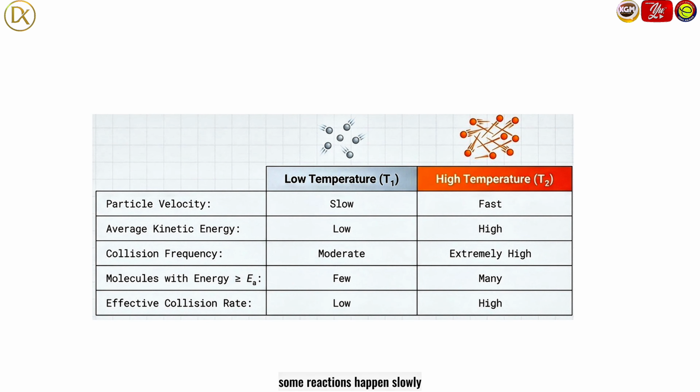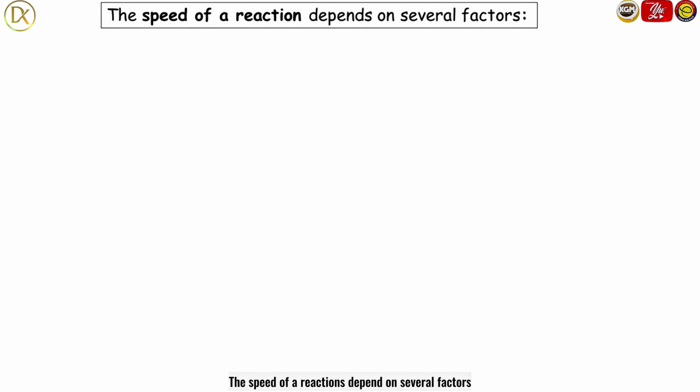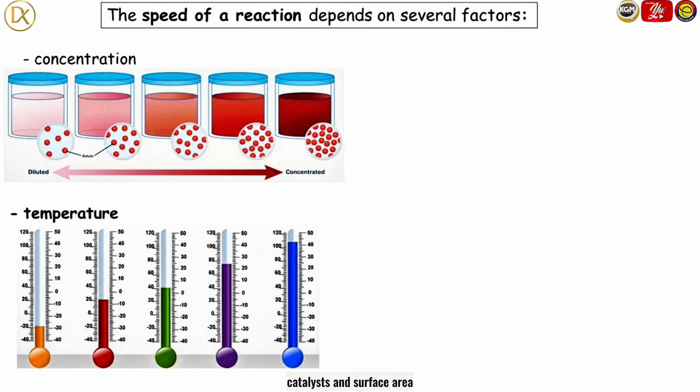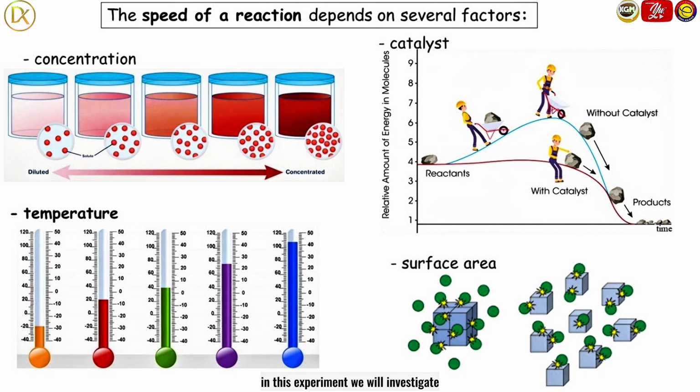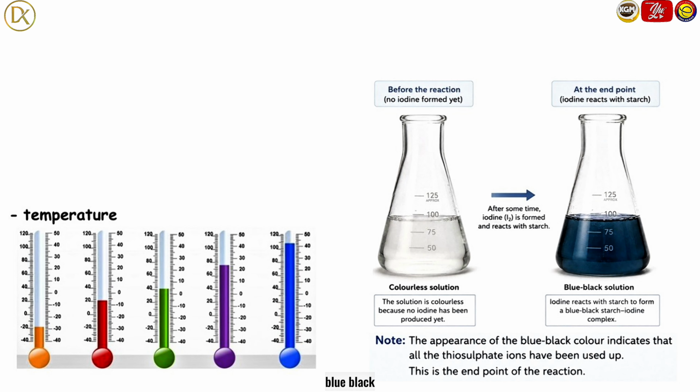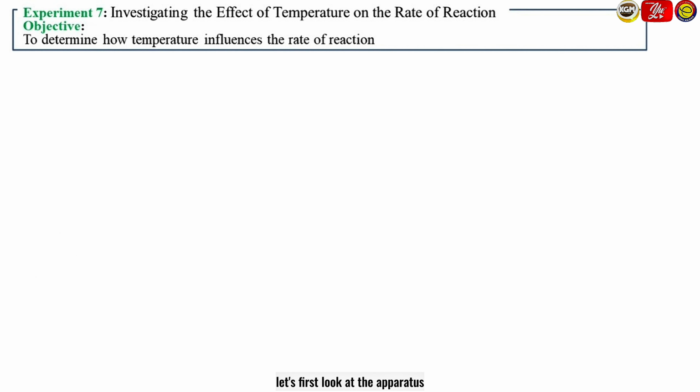our daily life. Chemical reactions do not always occur at the same speed. Some reactions happen slowly, while others occur very quickly. The speed of reactions depends on several factors, including concentration, temperature, catalysts, and surface area. In this experiment, we will investigate how temperature affects the rate of reaction by measuring the time taken for the solutions to turn blue-black. Let's first look at the apparatus and chemicals required for this experiment.